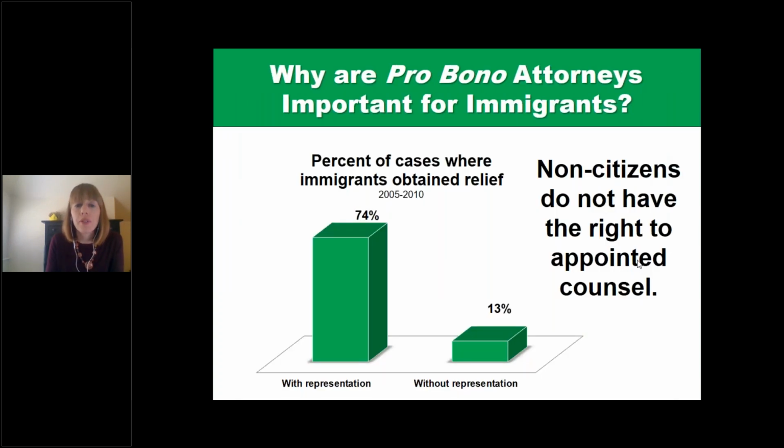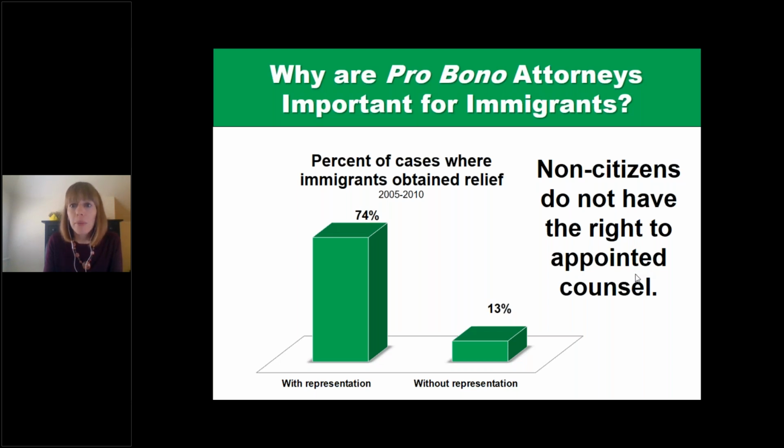So pro bono attorneys are very critical to the work that we do, in large part because non-citizens in deportation proceedings do not have the right to appointed counsel. They have the privilege of representation at no cost to the government. And what this means, practically speaking, is a vast majority of non-citizens who request representation from NIJC would likely be forced to proceed pro se if they were not able to obtain pro bono representation.